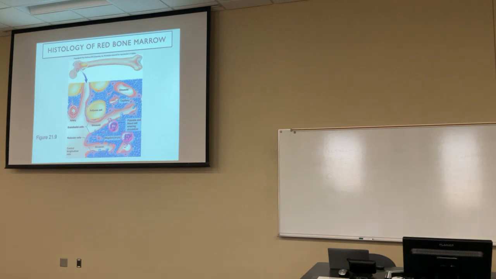This is a sinusoid here, there's another one here, and all these other cells in here are stem cells and also newly produced blood cells. Notice right here along the wall of the sinusoid, you can see a cell squeezing into the lumen of that sinusoid. That's a newly produced blood cell, which could be either an erythrocyte, a red blood cell, or a cell of the immune system.